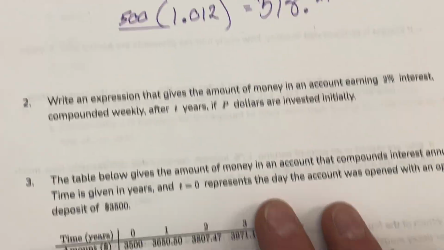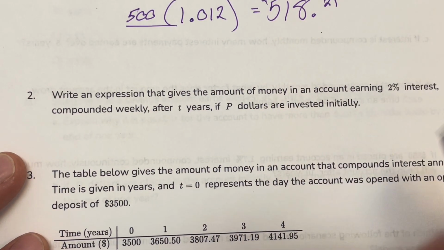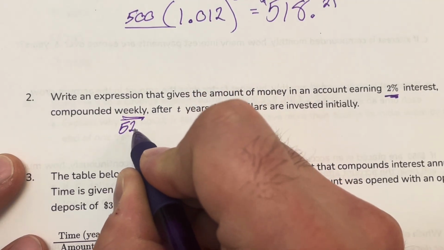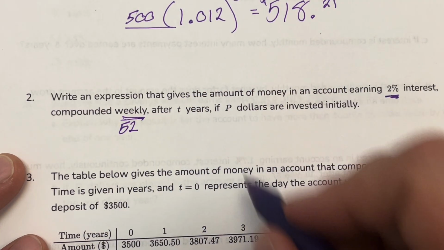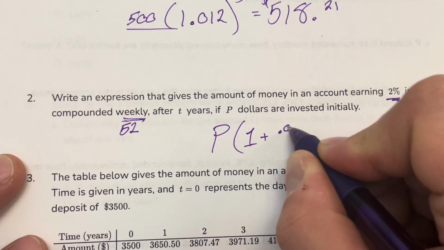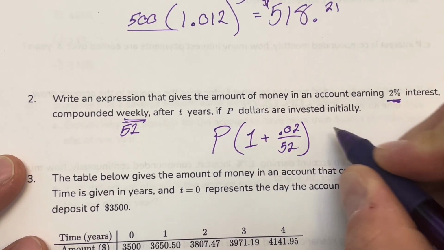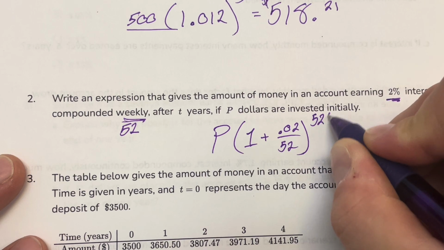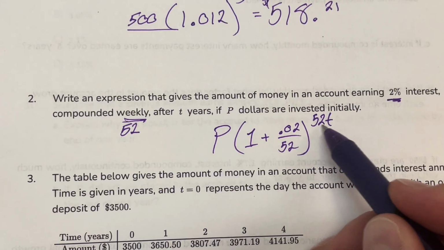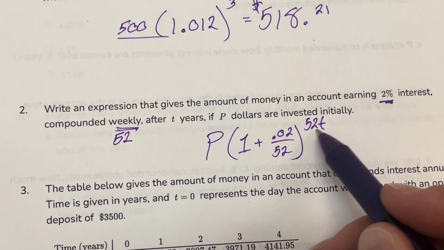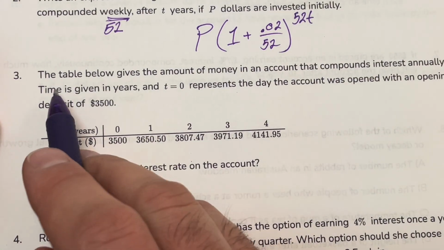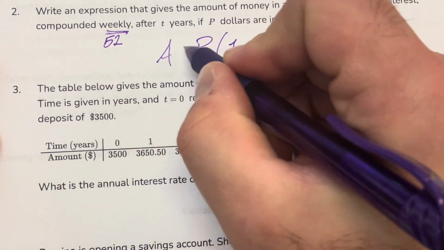Okay, let's move on. Write an expression that gives you the amount of money in an account earning 2% interest compounded weekly, 52 weeks in a year, after t years if p dollars are invested. So we've got p dollars invested times 1 plus 0.02 divided by 52, to the 52t. A lot of times in the expression you'll see the n written in front of the t, because we tend to write this monomial not as t52, but 52t. We tend to write it in that order. There we go, done.